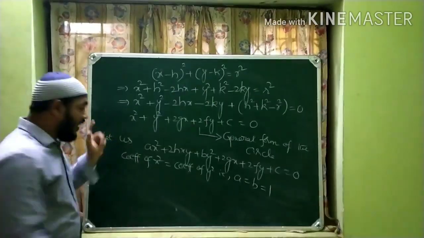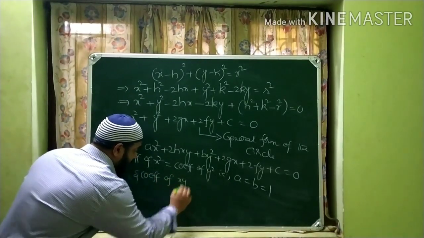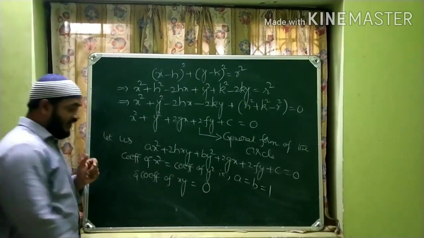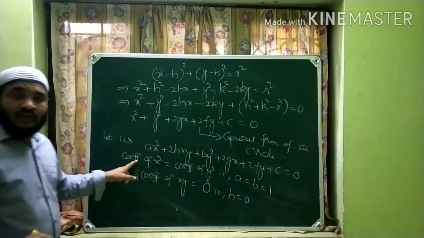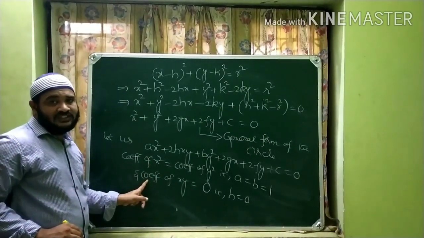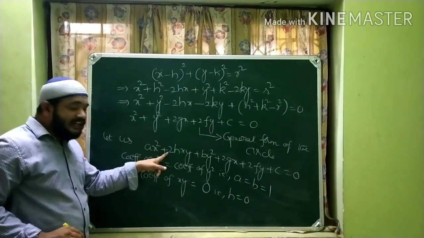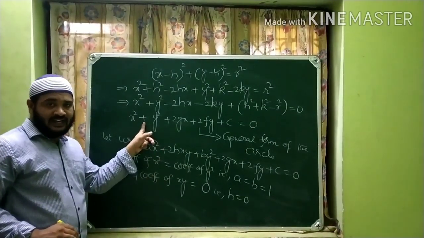1. And the coefficient of xy equals how much? 0. That is, h is equal to 0. So these two are the conditions for the second degree non-homogeneous equation to represent the general equation of a circle.